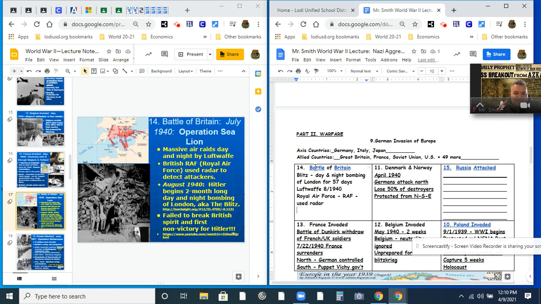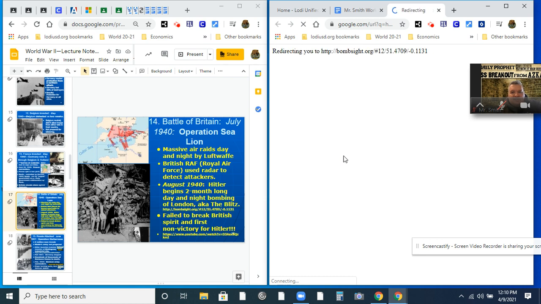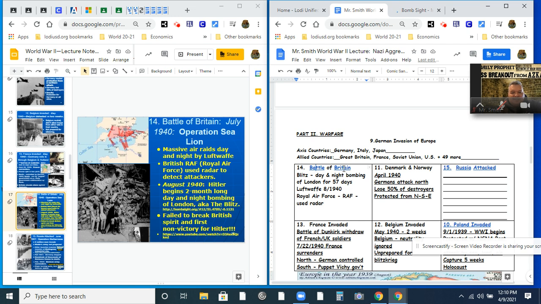If you want to see the damage caused, you click on this first one, and you can see all these red dots. I would encourage you to click that.